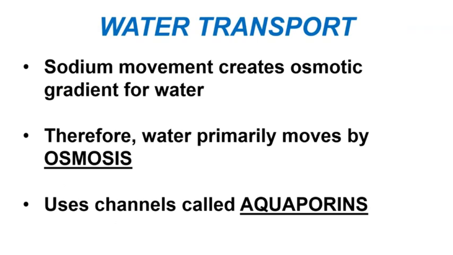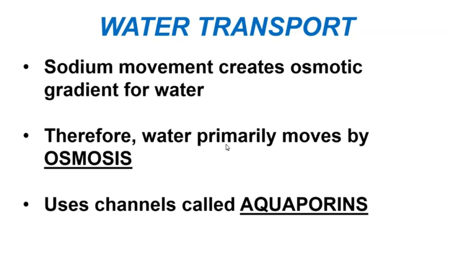Let's discuss water transport. So water transport is very carefully coupled to the movement of sodium, because in earlier lectures I had described water and sodium as BFFs. So wherever sodium goes, water tends to follow it. So the sodium movement into and out of the tubule cells creates an osmotic gradient for water, which means as sodium is moving from the filtrate into the tubule cells, that's going to create an osmotic pulling force for water to also move from the filtrate into the tubule cells and then finally into the peritubular capillaries there. So therefore, water is primarily moved by osmosis.